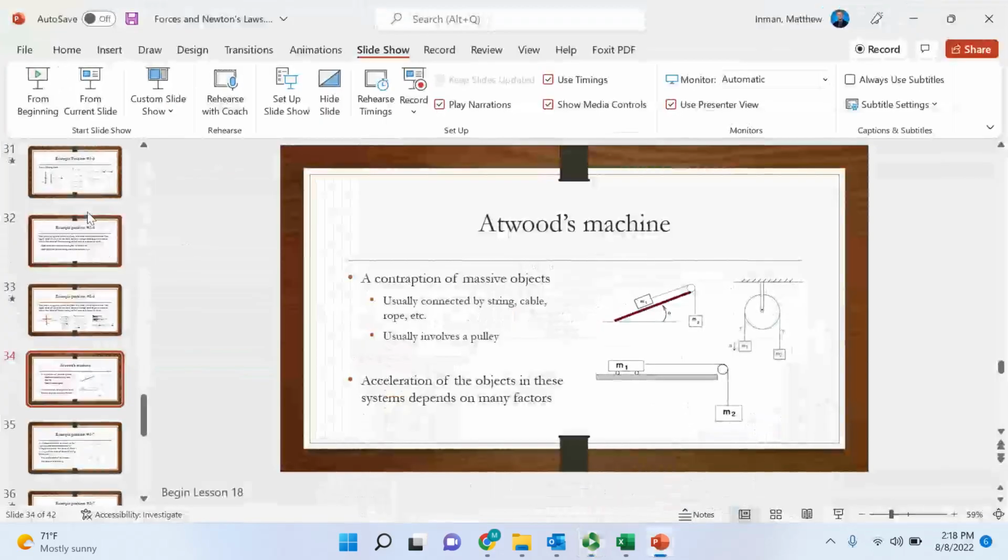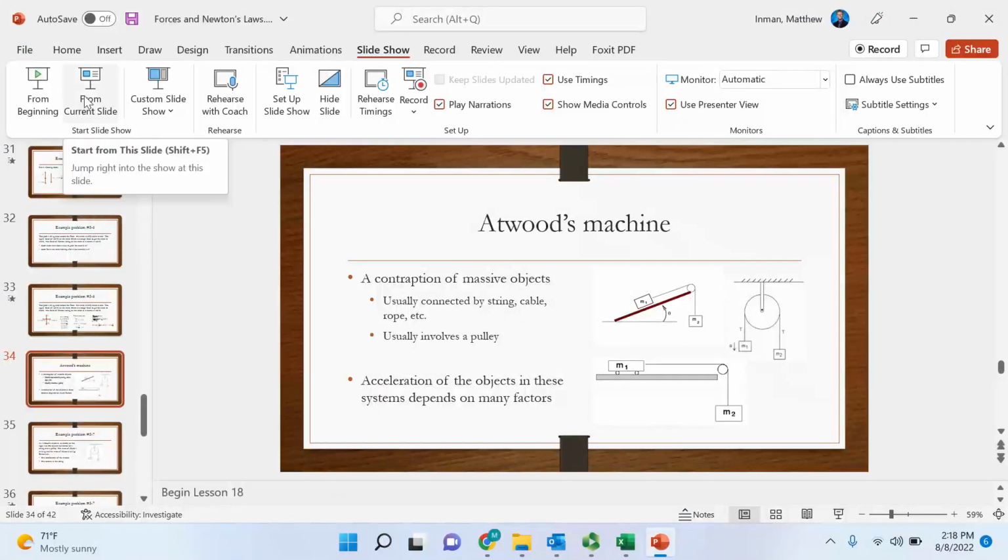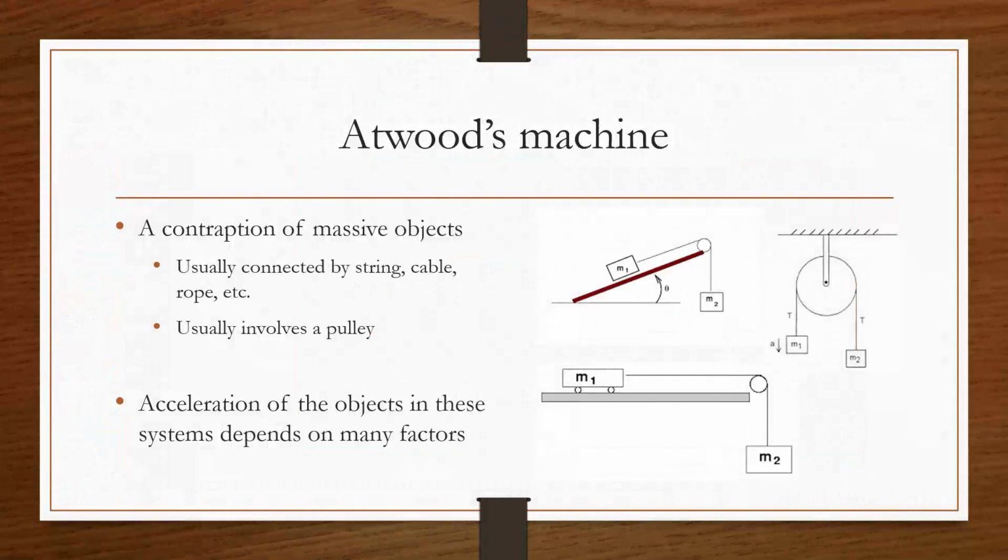In this lesson, we're going to take a look at the Atwood's machine and talk about what makes this particular device interesting when we start talking about equilibrium or non-equilibrium or Newton's second law. An Atwood's machine is a contraption of massive objects. Usually this contraption is connected by a string, a cable, or rope.